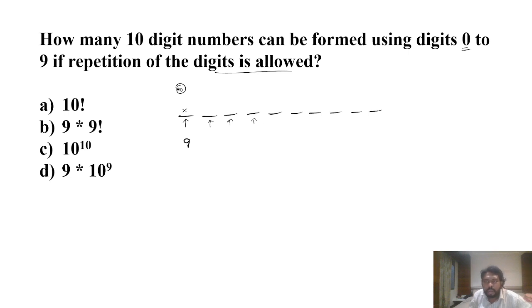Now you can apply your formula n power r, where n is the digits and r is the places. Obviously now in my hand there are 10 numbers, 0 to 9, so I can use any of them. So 10 power, how many places? These are 9 places. So 9 into 10 power 9 would be my answer. I hope you understand the solution.